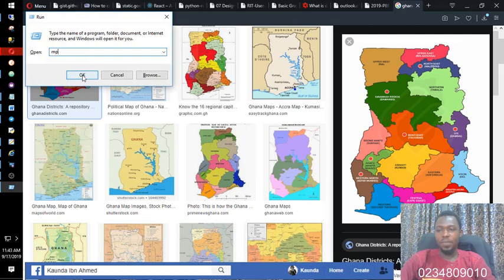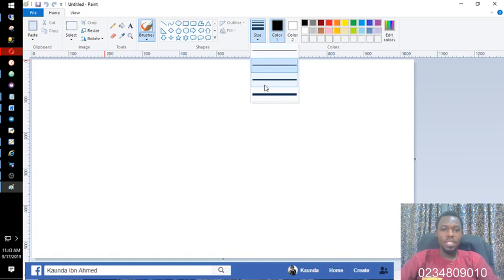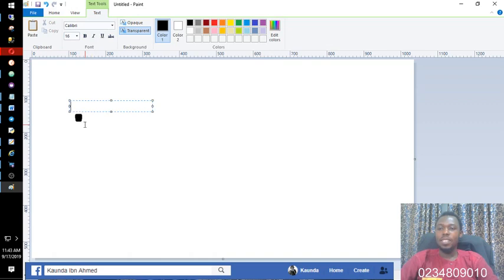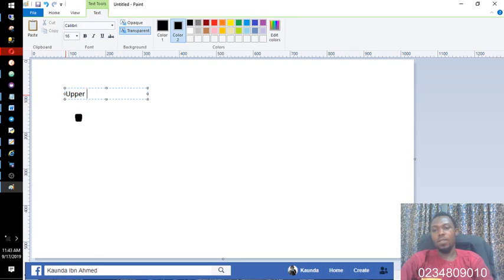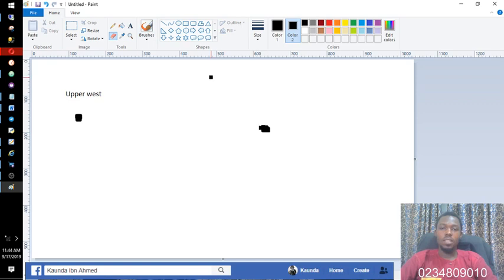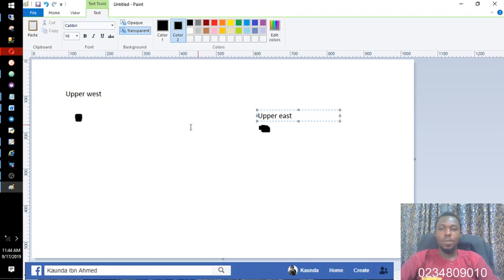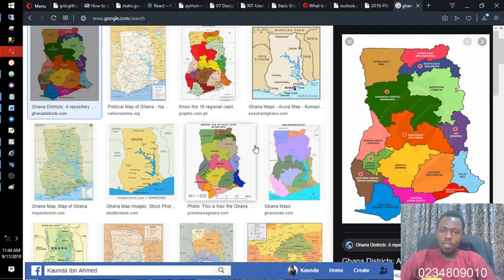So in that case, in the Paint we opened, let me use a larger one. If I have this point, let's say I'm dealing with regions, so I'll say this is Upper East, then this is Upper West. I'm just trying to put things in order, and then here would be Upper East. Or let's even pull down the graph, you can just copy and paste. Yep, we have it. So now this is it.